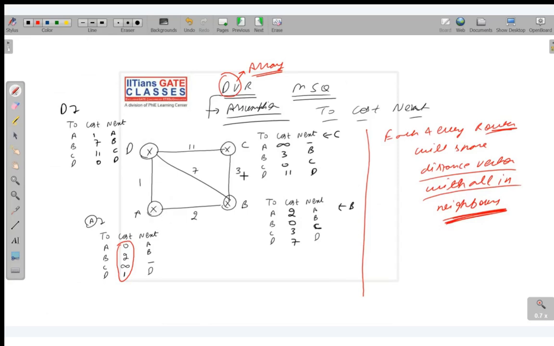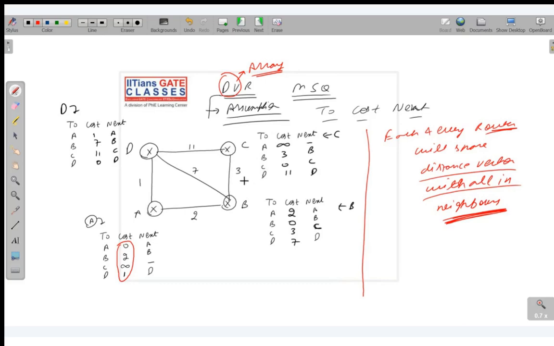C is not the neighbor. B will receive distance vector from C, D, and A, and C will receive distance vector from D and B. These distance vectors will be exchanged in parallel. That means C is sending its distance vector to D and B, and similarly at the same time it is receiving distance vector from D, B, and so on. So we are working in full duplex mode.